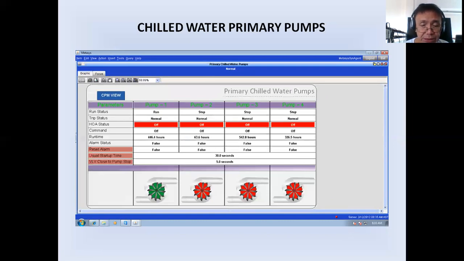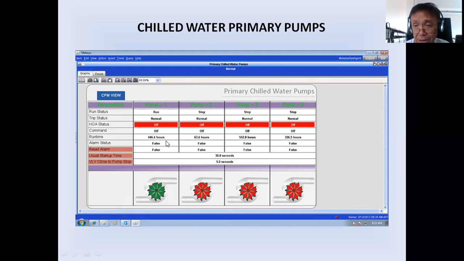The next slide will show you the primary chilled water pumps. As I said, these are the pumps that pull the chilled water delivered to the load back to the chillers. So what information is being displayed here? We have the run status. For each pump it will display the run status, then the trip status. These are very common monitoring and control points for a set of pumps. Now we have the hand-off-auto status. Then the command, this is the start and stop command.